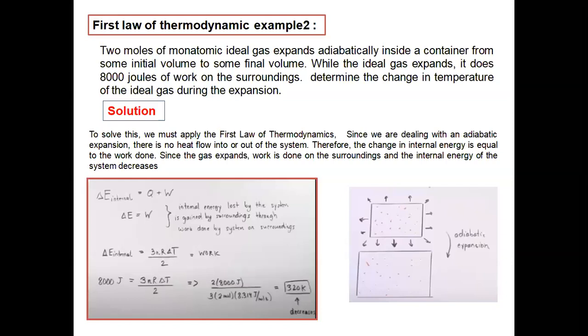Okay, these are some examples and problems in this lecture, and also in the next lecture we will continue with other examples in heat and ideal gas. So thank you for your attention.